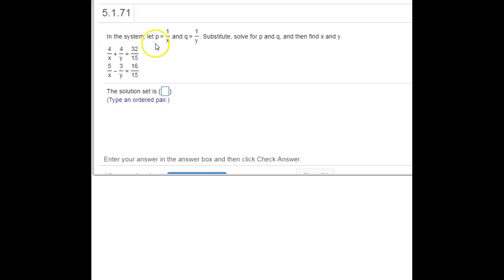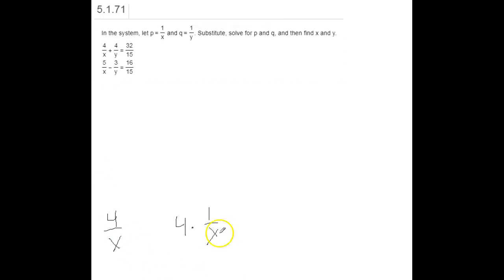For this problem, we're going to first use substitution, and then we're going to solve the system of equations. So if we're going to let p equals 1 over x, in this first equation it shows up as 4 over x. Well, 4 over x is the same thing as 4 times 1 over x. So essentially what we have here is 4p, and then the same thing with this part, it's going to be 4q, because we're letting q equal 1 over y, and that equals 32 over 15.